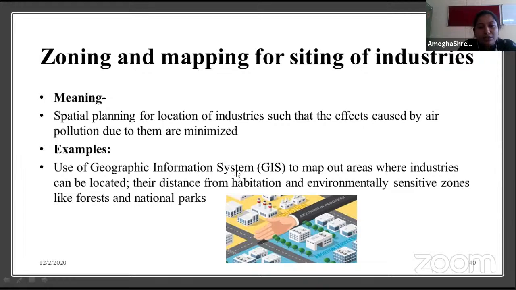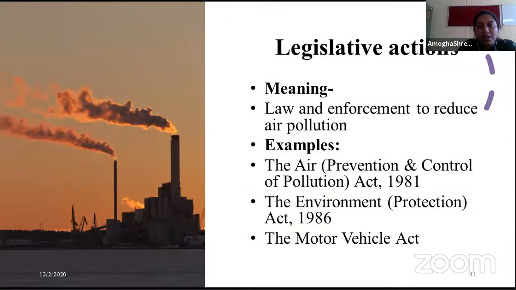So we can use a system like GIS, Geographic Information System, to map out the areas where industries can be located, their distance from the habitations or the houses, and environmentally sensitive zones like forest and natural parks. Some legislative actions there are, that is law and enforcement to reduce the air pollution. We have many laws pertaining to this pollution, like the Air Act, also known as Prevention and Control of Pollution Act, the Environment Act, the Motor Vehicle Act, and many others.